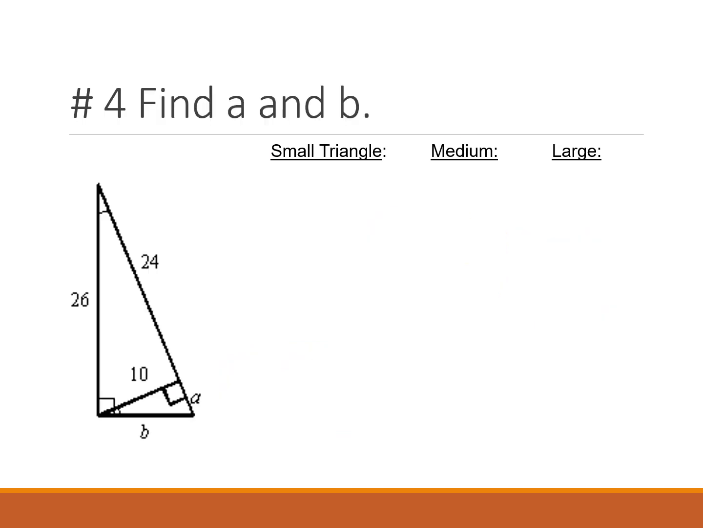All right, number 4, our last example of the day, is an example where we need to find a couple different variables. So again, let's start no different than we started our last 3 examples. Let's draw the small triangle and label what we know. The short leg in our small triangle is A, the long leg is 10, and the hypotenuse is B. On our medium-sized triangle, the short leg is 10, the long leg is 24, and the hypotenuse is 26.